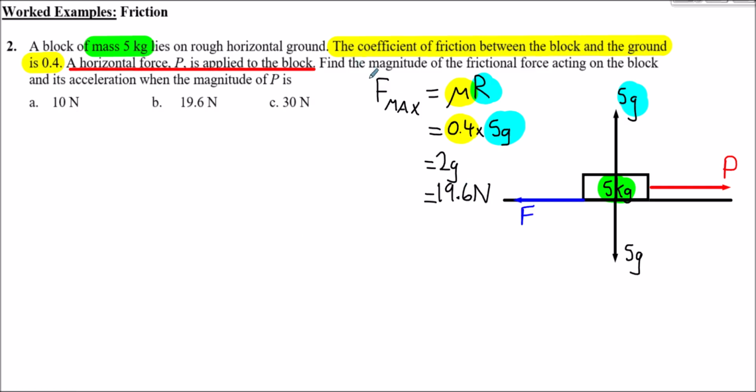So we can return to this later on if we need for parts A, B and C, because for A, B and C we need to find the magnitude of a frictional force acting on the block and its acceleration, when P is, first of all, 10 newtons.